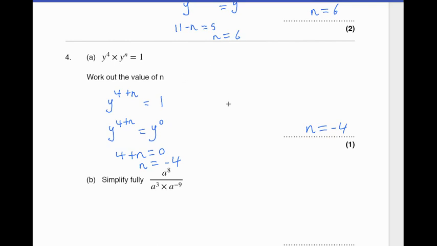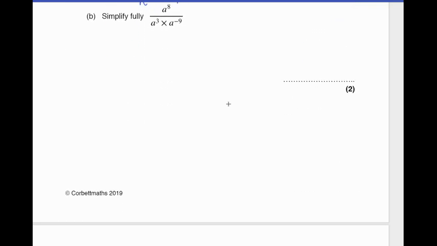So this uses the concept that anything to the power of 0 is equal to 1. Now, of course, there's one exception. 0 to the power of 0 is a bit of a funny one. But other than that, anything to the power of 0 is equal to 1. Okay, moving on to the next question.